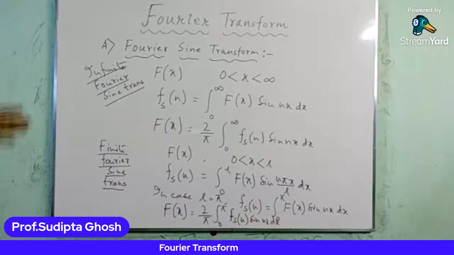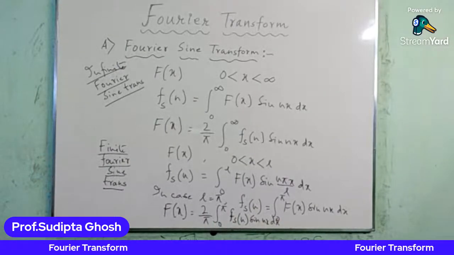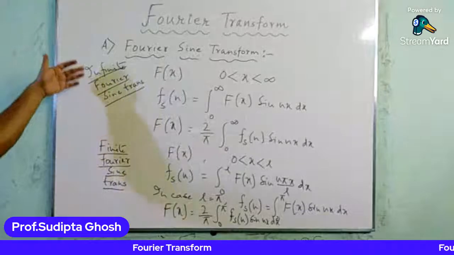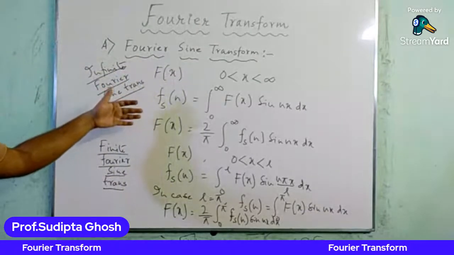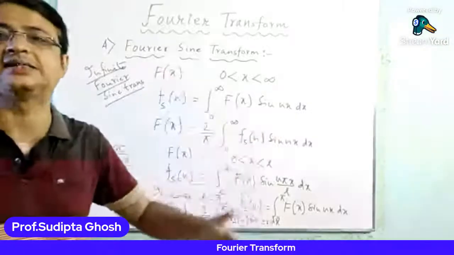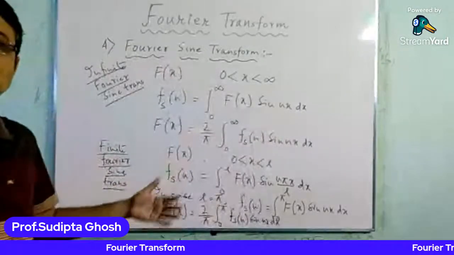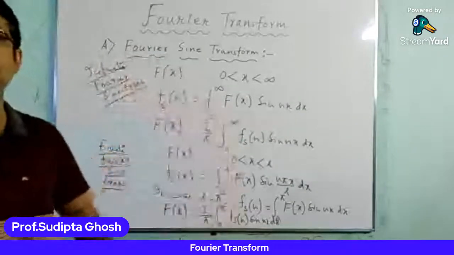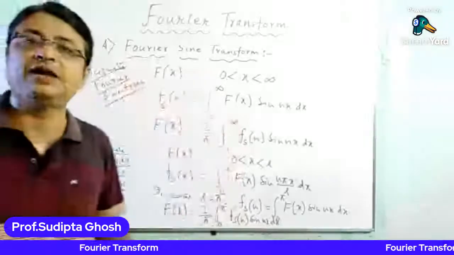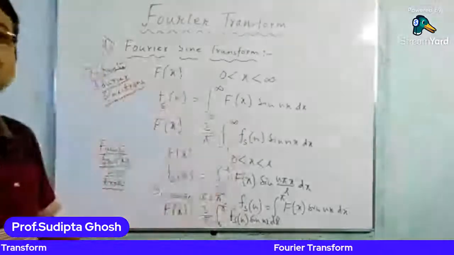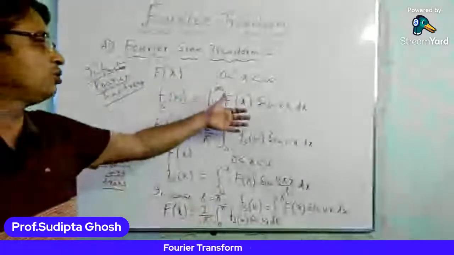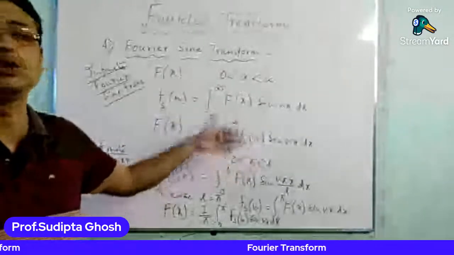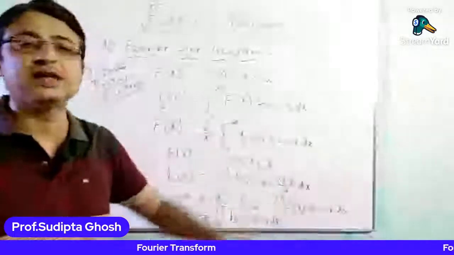So this is all about Fourier sine transformation. We have divided Fourier sine transformation into two parts. The first part is the infinite Fourier sine transformation, where a function f(x) is defined in such a way that x lies between 0 to infinity, and for that the sine transformation Fs(n) equals integral 0 to infinity capital F(x) sine nx dx. And the inverse Fourier transformation, that is, if you want to know the value of f of x, then f of x equals 2 by pi integral 0 to infinity Fs(n) into sine nx dx.